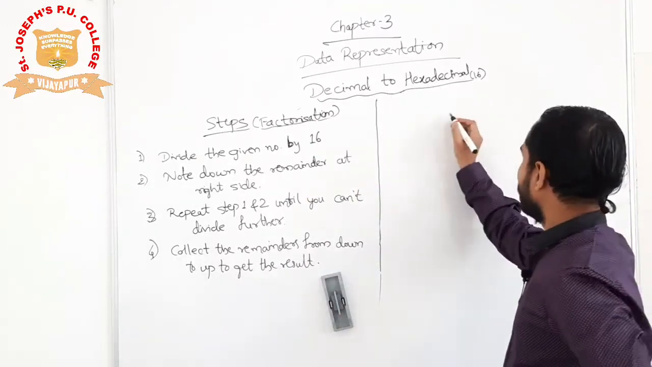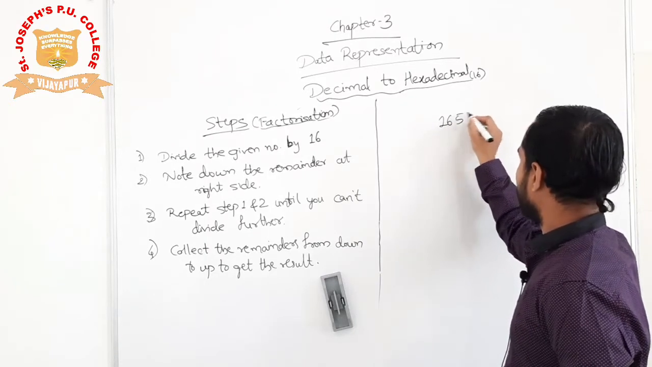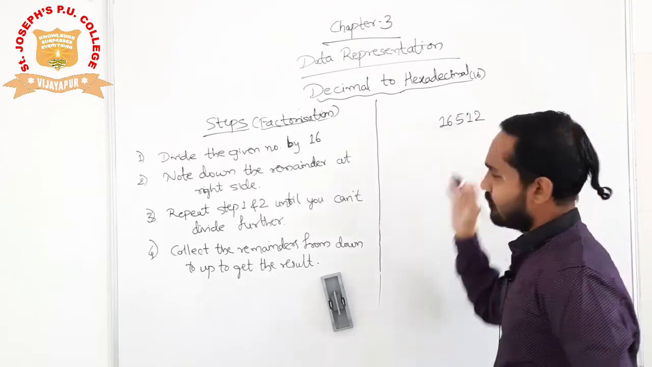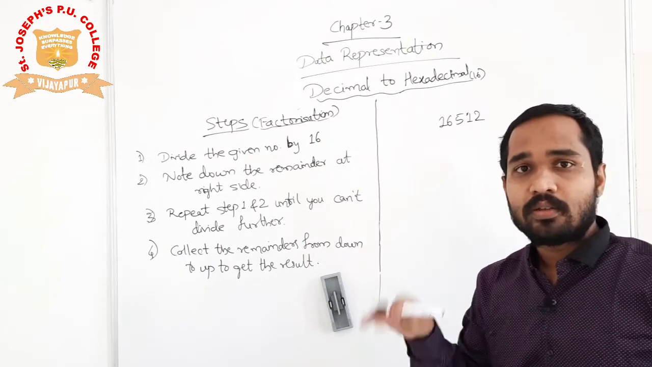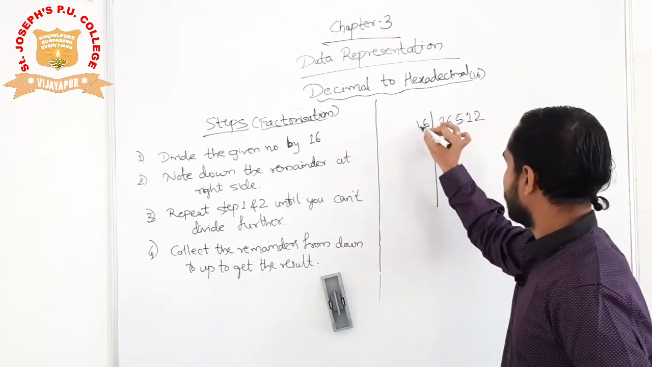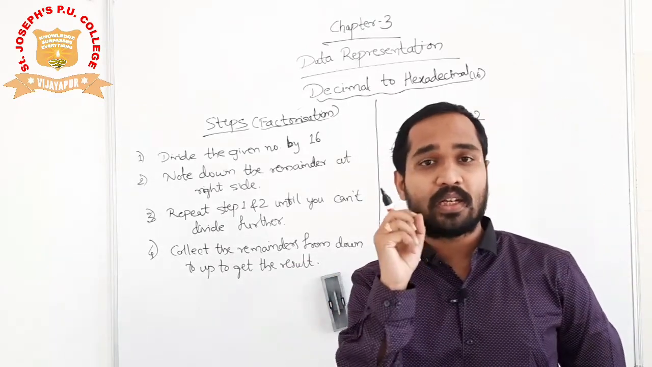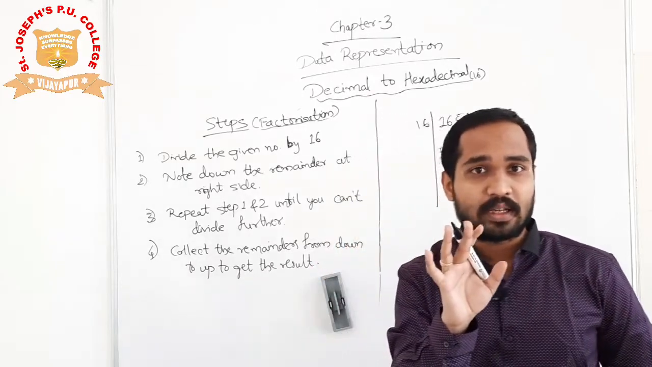Okay, take 16,512, any number. I want to convert this into hexadecimal. Divide the given number by 16. Now you have to divide these numbers. You have to be perfect in dividing the number. Then only you will understand how to convert the number systems.